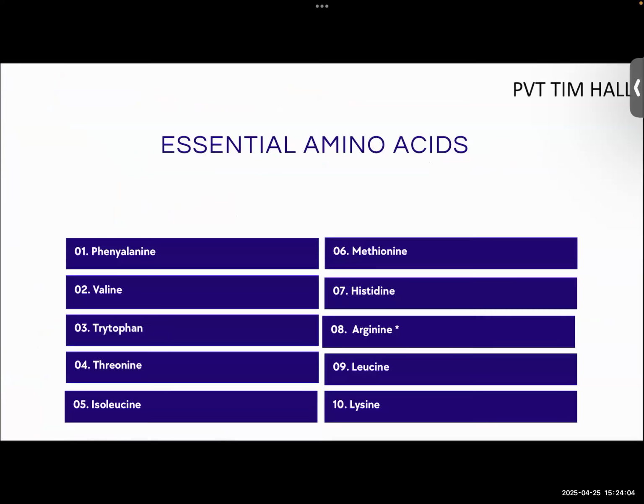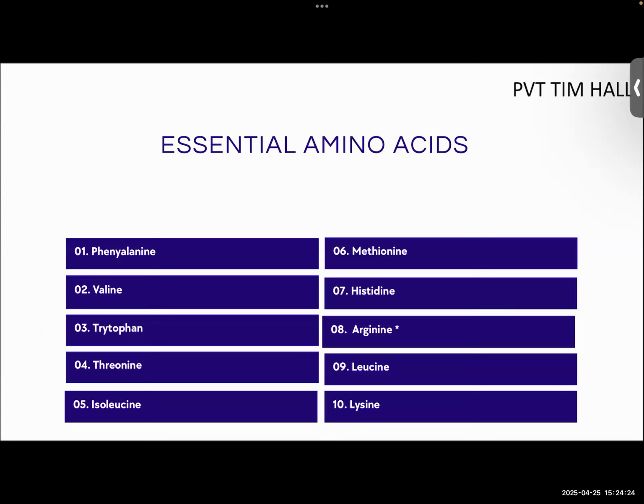Now we move on to the essential amino acids. I'm sure you guys have done this in MOL 1. PVT Tim Hall is the mnemonic that people use. So phenylalanine, valine, tryptophan, threonine, isoleucine, methionine, histidine, arginine, leucine, and lysine.